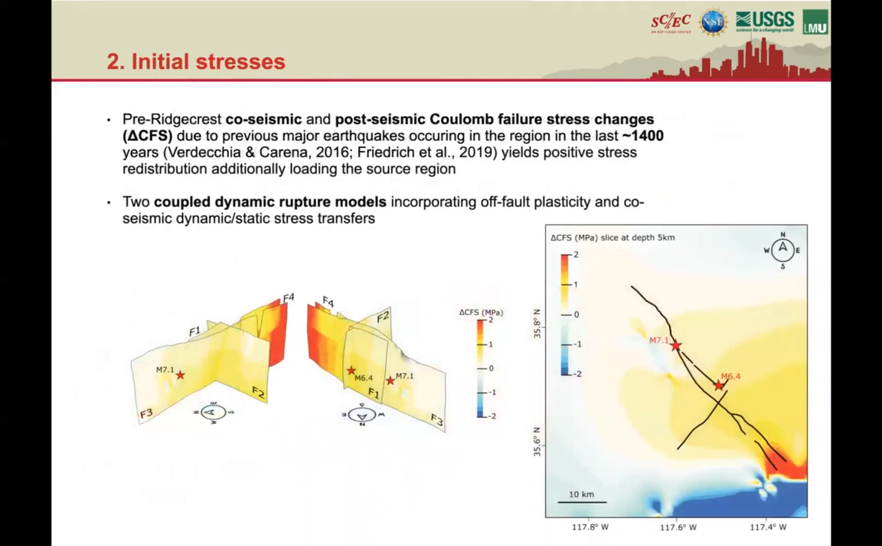The second ingredient that was also mentioned before is the pre-Ridgecrest Coulomb failure stress change due to the previous major earthquakes. So this is building on work of Alessandro Verdecchia. We are adding some positive stress, additionally loading the source region. We are running both earthquakes in the same models. For the 7.1, we will see all the static and dynamic stress changes that the 6.4 produced, and we are accounting for off-fault plasticity. So we have a proxy of off-fault material yield at stress exceeding the simple Drucker-Prager plasticity criterion.